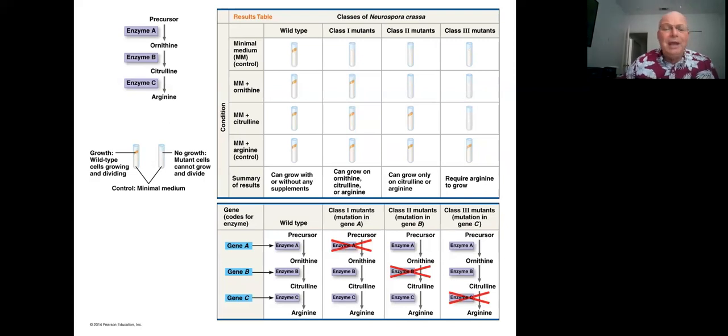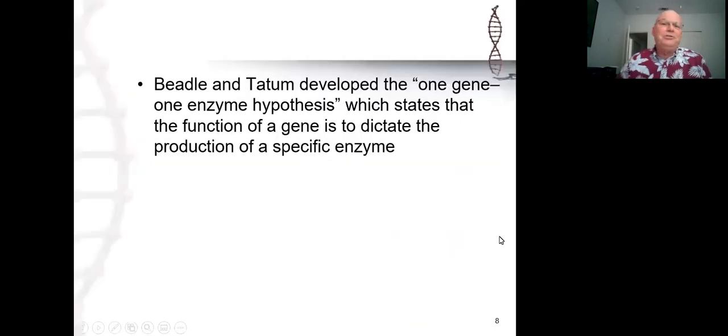And this is how they made the connection between a gene and an enzyme. By mutating a gene, they created a mutated enzyme. And only a single enzyme was ever affected, in the case of these mutations. And so they proposed that the product of a single gene was a single enzyme. And their proposal became a hypothesis, which became known as the one gene, one enzyme hypothesis.